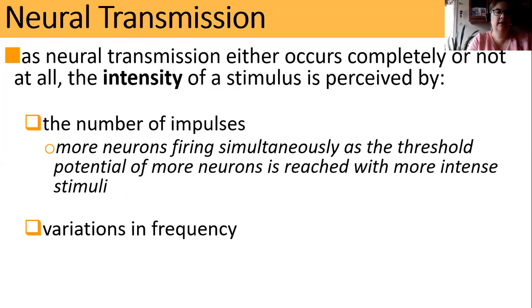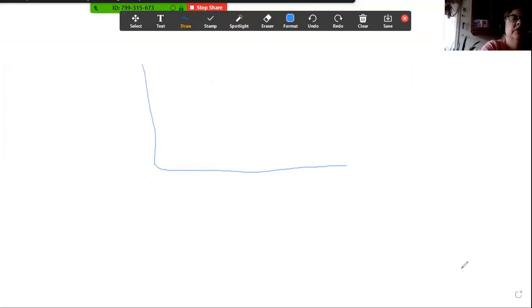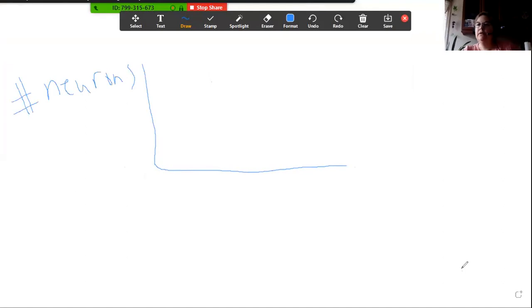So if I think about this, I'm just going to get out my whiteboard here. Okay. Share the whiteboard with you for a second. So if I think about this, I'll make a little graph. So this is number of neurons that are affected. Because we have to remember, neurons have different threshold levels, right? Some have really low threshold levels, so any stimulus is going to cause a wave of depolarization. And some have very high, so it's going to take a really intense stimulus, okay?